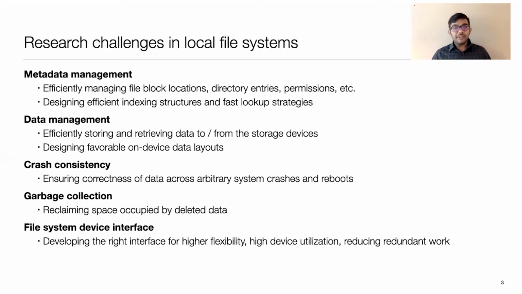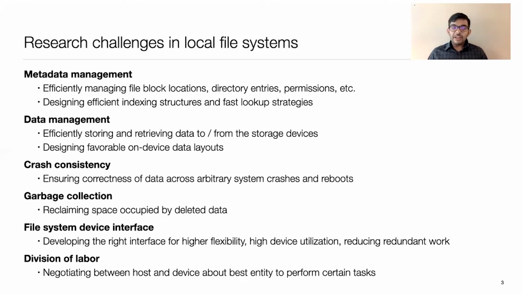The file system device interface. So this research challenge is about designing the right API, which has enough flexibility such that the host file system in the operating system, in the kernel, can interact with the device efficiently to increase device utilization, to reduce the redundant work, and so on. Finally, there is a division of labor, which is negotiating between the host and the device about where a particular task should take place. What is the right place to do that task, and which entity should be doing that task such that it is performed more efficiently.